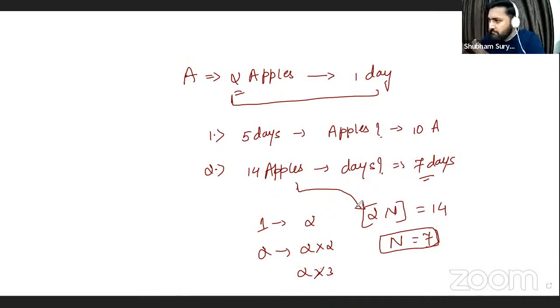Okay. Got it. Let's just focus on the concept first. So for 14 apples, 7 days will be required. Now this is a very simple example, and using this example, we'll just try to have a look at what other types of things can be asked.